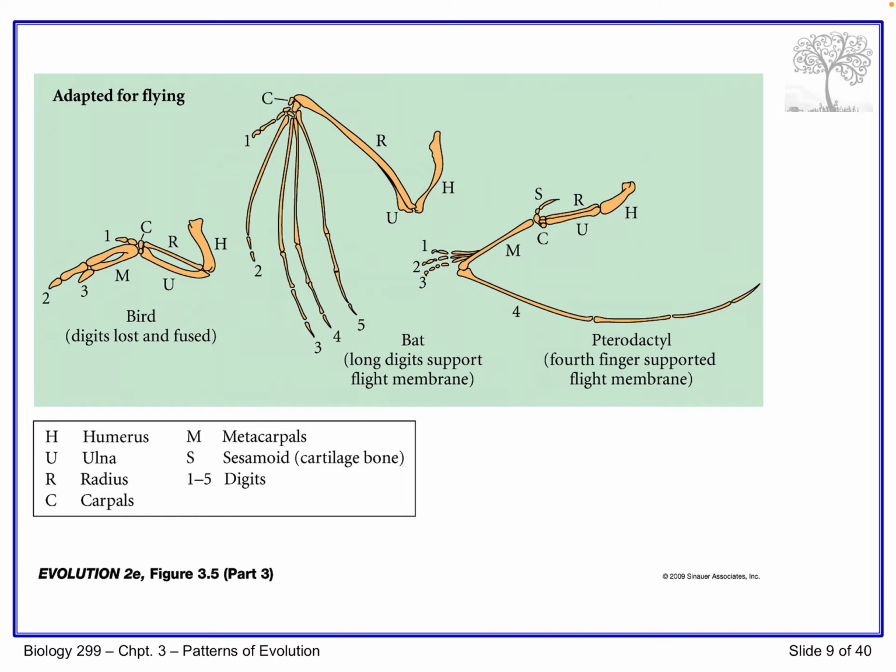Okay, so how do we determine if a structure is a homology? Well, first of all, we can look for correspondence of position. Where in relation to other structures is a character found? Look at the humerus bone. In every case, you find it in the same place. Look at the carpals. In every case, you find them in the same place. That is correspondence of position. If something is consistently found in the same place in relation to other structures across a wide swath of different species, that's an indication it's a homology.